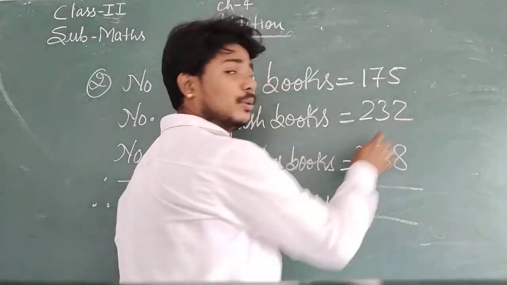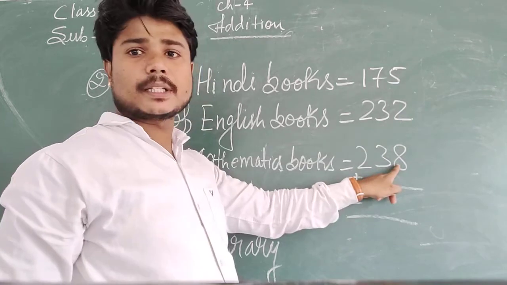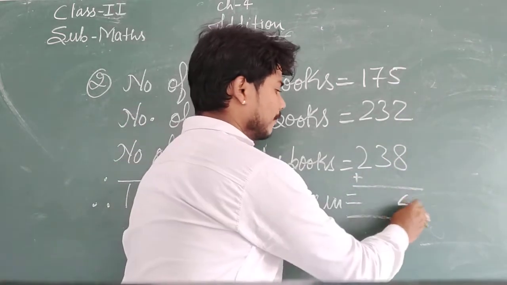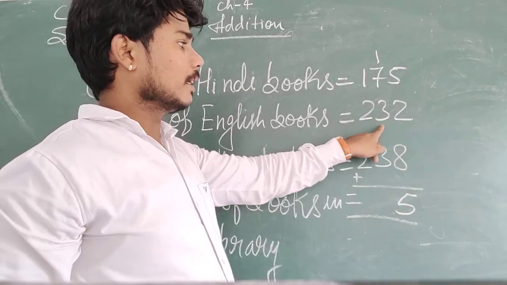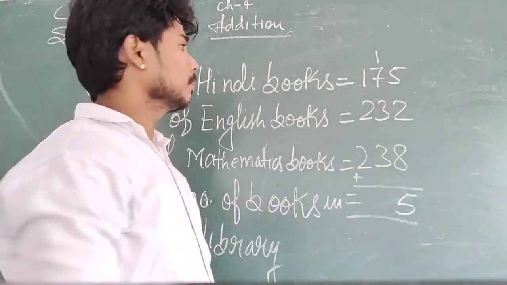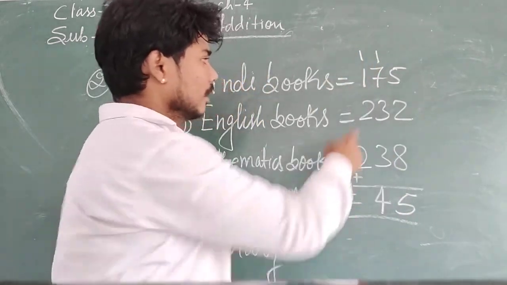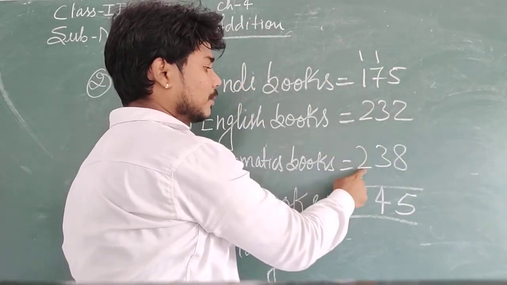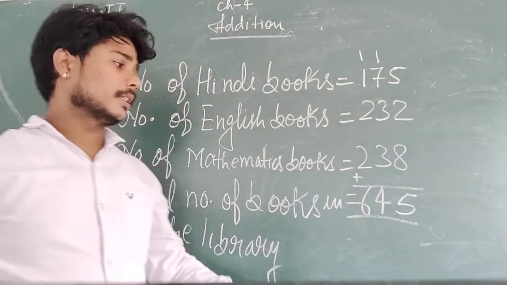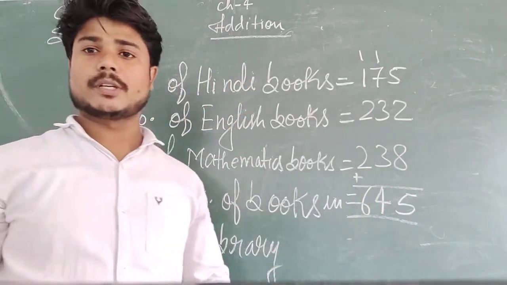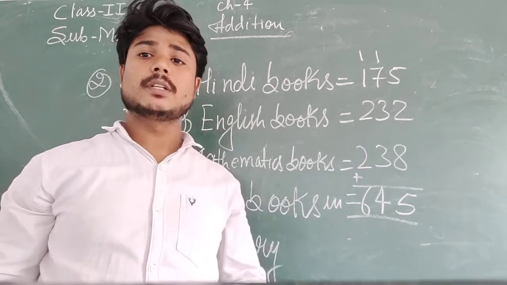See, 5 plus 2, how much? 5 plus 2, 7. 7 plus 8, 15. 15, 5, carry 1. 7 plus 3, 10. 10 plus 3, 13. 13 plus 1, 14. 14, 4, carry 1. 1 plus 2, 3. 3 plus 2, 5. 5 plus 1, 6. So how many books are there in the library? 645. Now in the next question, I will explain question number 3-4.